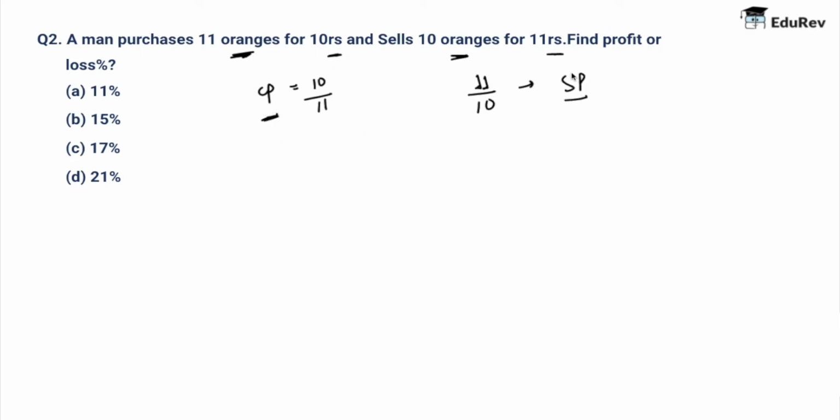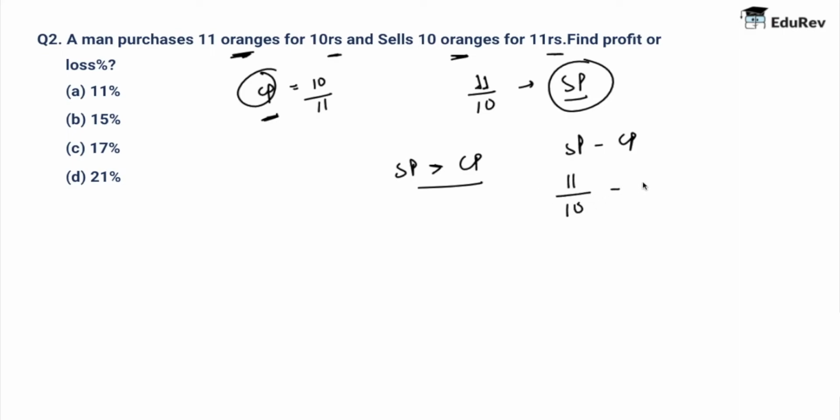It is clear that your SP is greater than your CP. So your selling price is greater than your cost price. Hence, the profit is going to be selling price minus your cost price. That is 11 by 10 minus 10 upon 11. And this will be 21 upon 110. Therefore, the profit percentage is going to be the profit upon CP into 100.